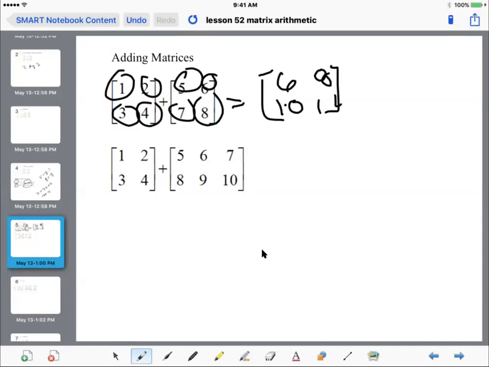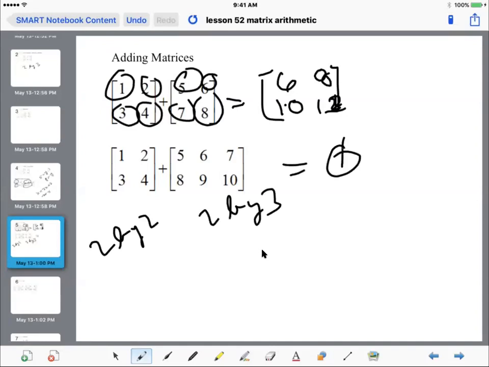Well, what do you do if the matrices are not the same dimension? Well, when that happens, this one's 2 by 2, and this one's 2 by 3. So they can't actually be added together. So you can only add together matrices that have the same dimensions. And if you, even on your calculator, try to add two matrices that have different dimensions, it will say error.